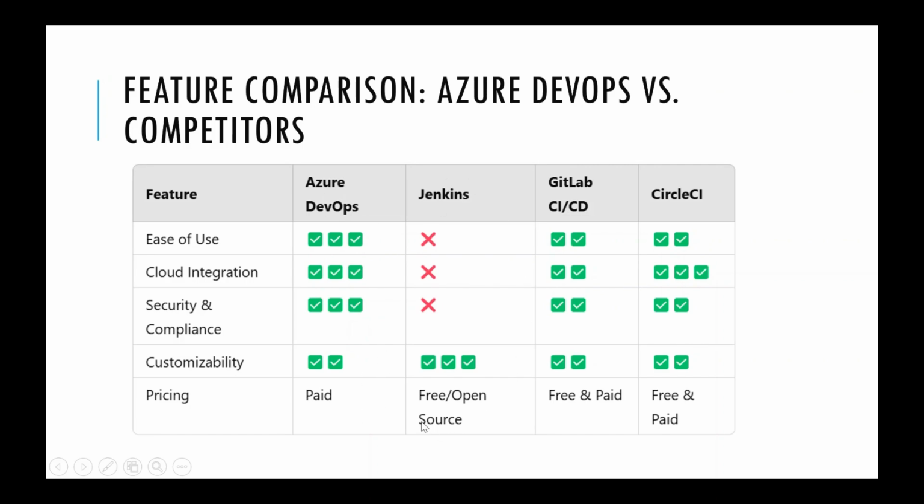Jenkins is free and open source. That's why most of the companies now use Jenkins, because this is free and open source. GitLab CI/CD is free as well as paid. So based on your requirement, you can use the free or even the paid subscription. Same is the case with CircleCI. This also comes with free and paid subscription.